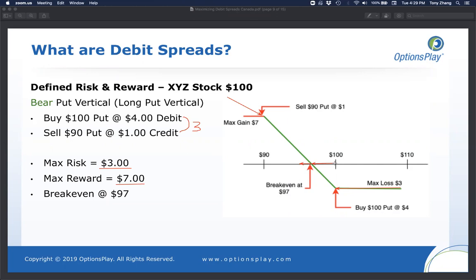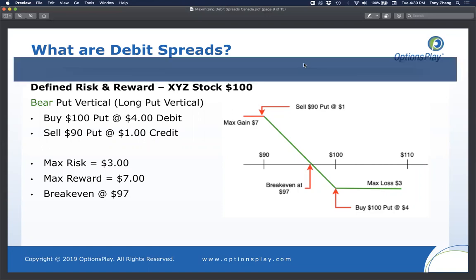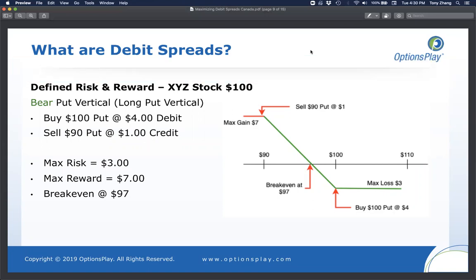So if the stock moves down to 95, you'll have more of a profit than if you had just simply bought a put option. And your break-even price moves up to $97, and you overall reduce your risk on the overall trade. So those are the reasons. So that's how you construct these debit spreads. And I've talked a little bit through the benefits and why we should do this.